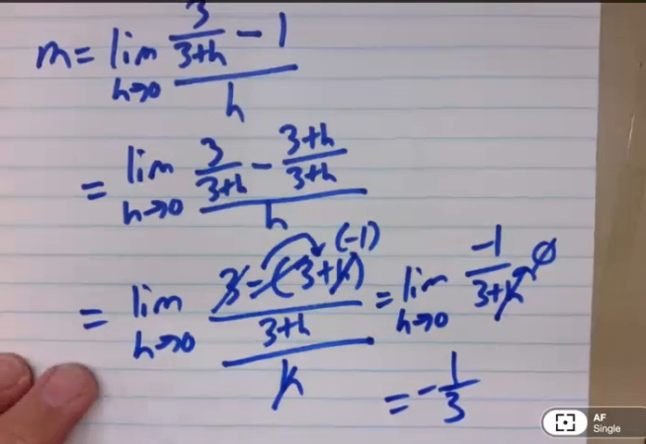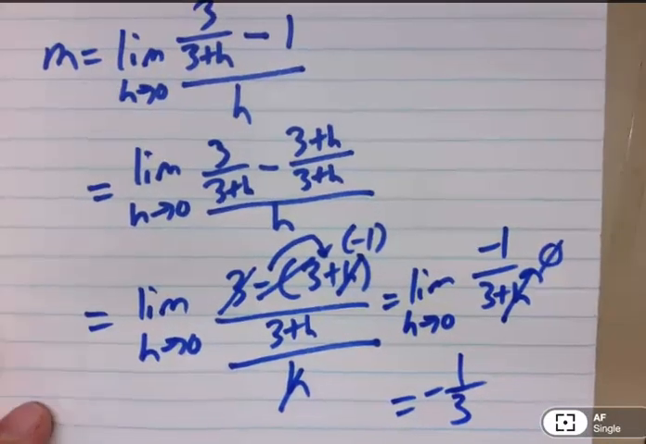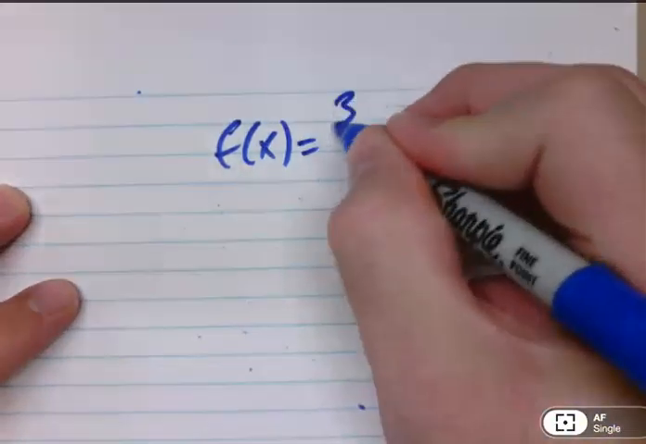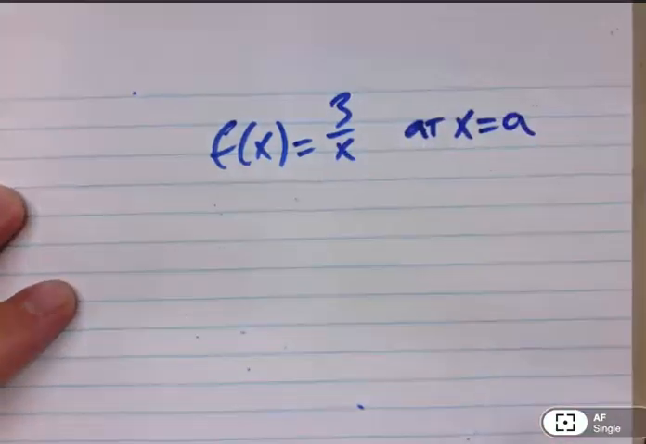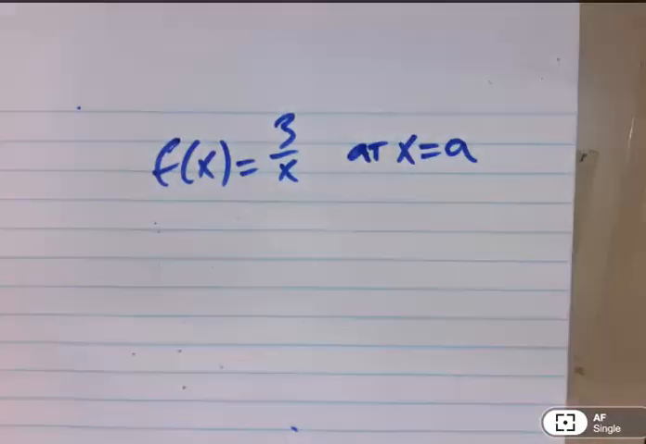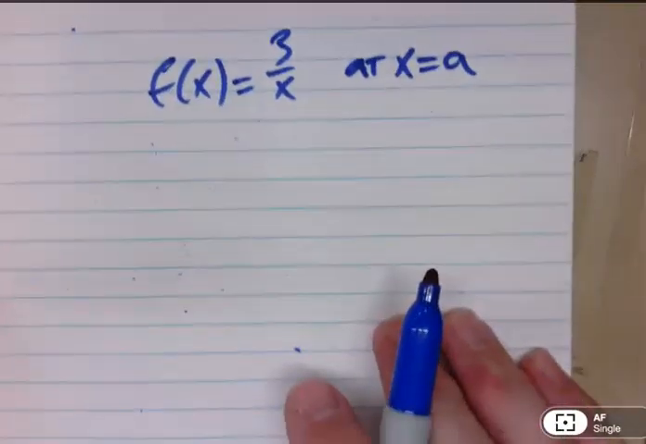Actually, what would be good to do? Why don't we do it where it's not at a particular point? Okay, so watch this. I'm going to do the same function, 3 over x, but I'm going to do it at x equals a. So this will get me my formula for slope for any point, any value a. So I'll do the x to a method for this one.